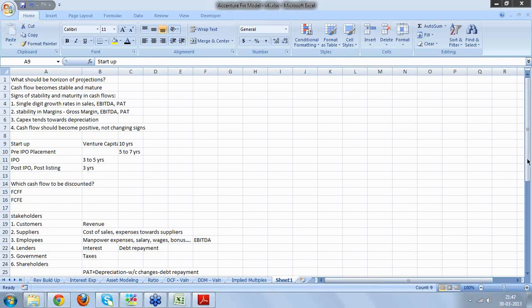Either you increase the horizon period, or if you are keeping the same horizon period, then increase the terminal growth rate.